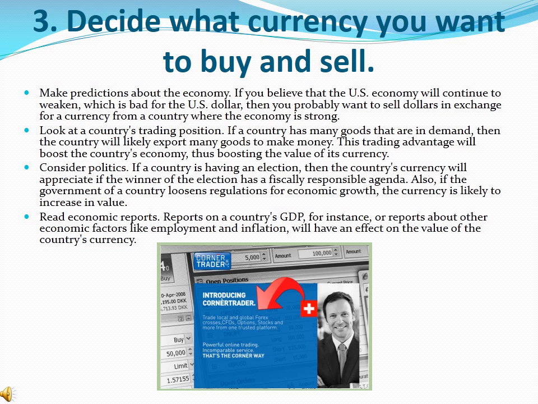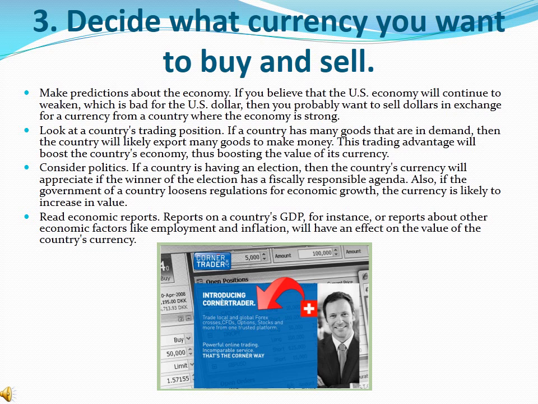If a country has many goods that are in demand, then the country will likely export many goods to make money. This trading advantage will boost the country's economy, thus boosting the value of its currency. Consider politics. If a country is having an election, then the country's currency will appreciate if the winner of the election has a fiscally responsible agenda. Also, if the government of a country loosens regulations for economic growth, the currency is likely to increase in value.